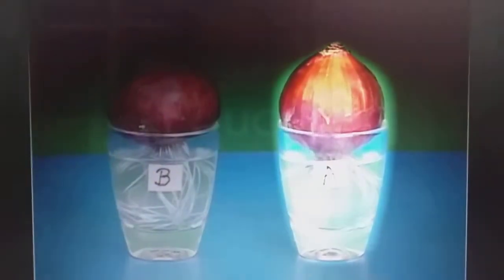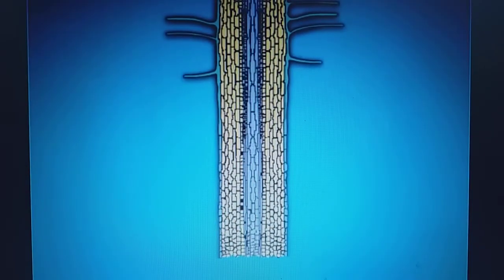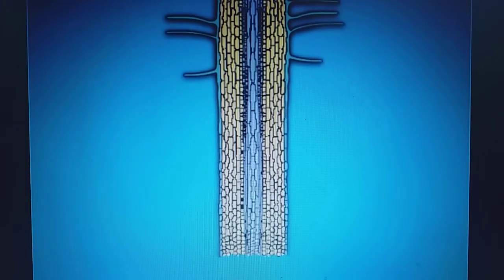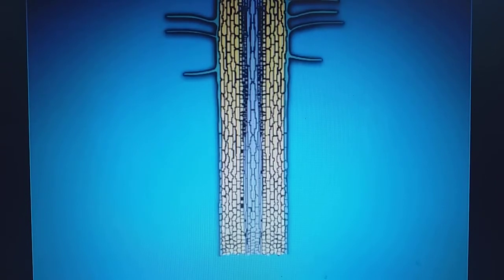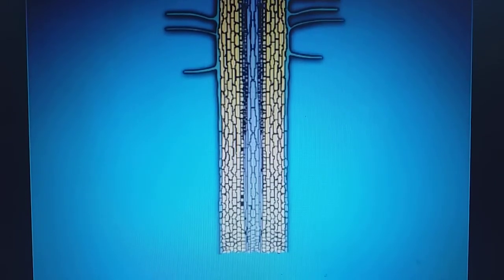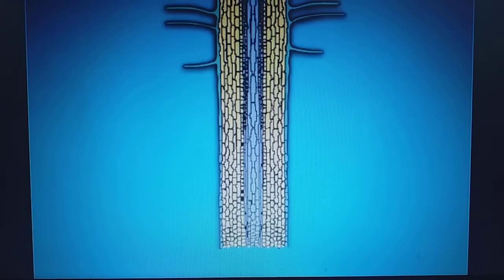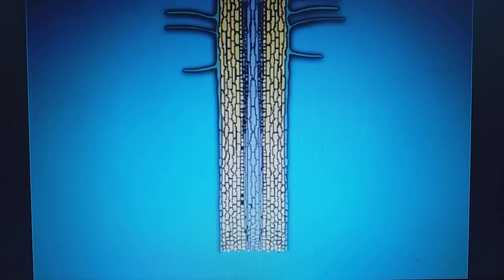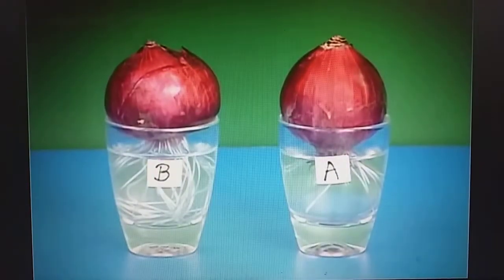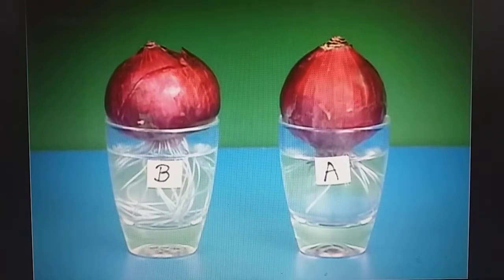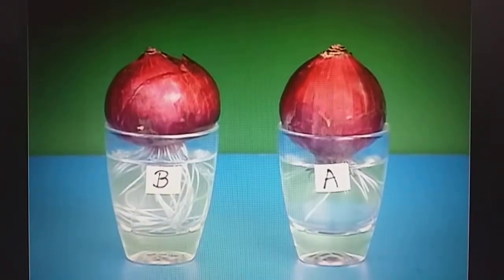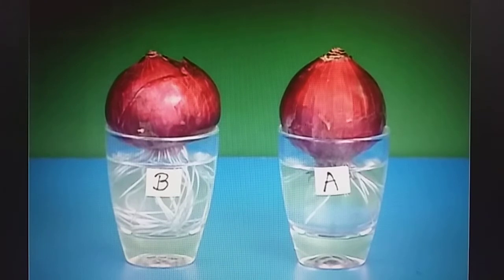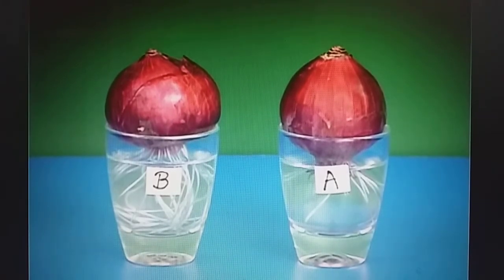While in the case of tumbler A, the root tip was cut, which resulted in the absence of the region of growth. Since meristematic tissue was absent, no cell division took place, and hence the growth of the root stopped. From the above activity, it can be concluded that the root tip of the onion has a specific type of tissue called meristematic tissue, which causes the growth of the plant.